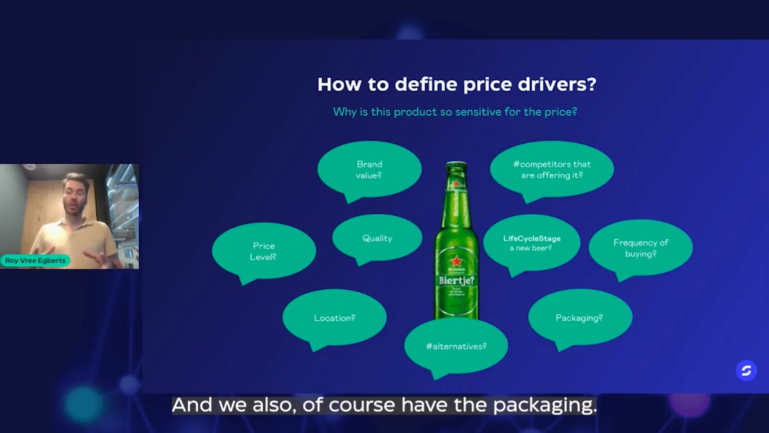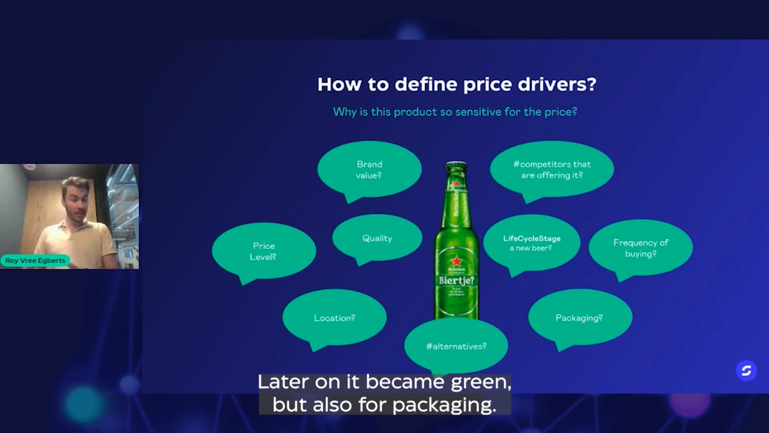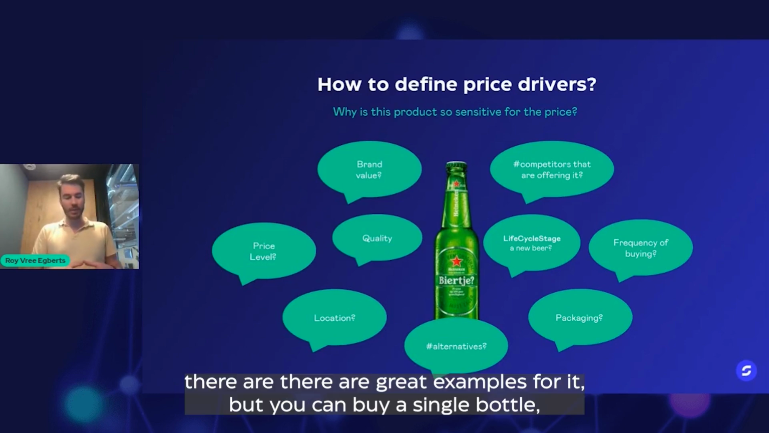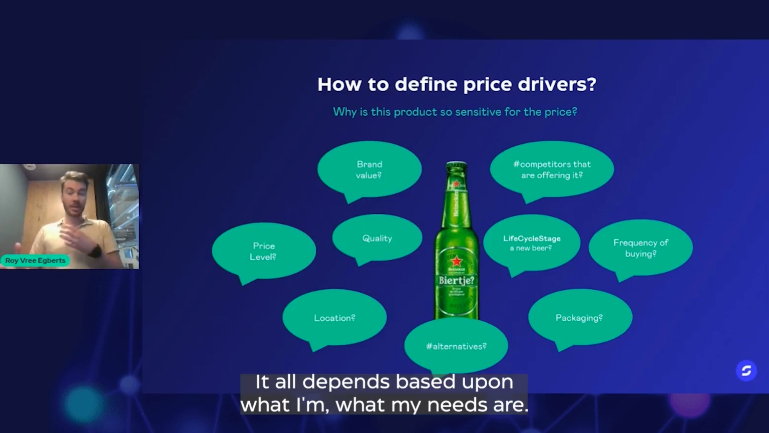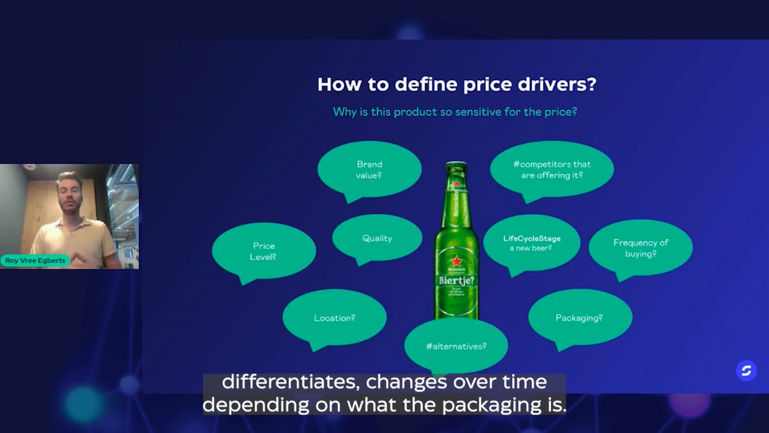Then we also, of course, have the packaging. Maybe you still remember it, but Heineken used to be, of course, a brown bottle. Later on, it became green. But also for packaging, there are great examples for it, but you can buy a single bottle. You can buy the bottle per 4, per 6, or per crate. It all depends upon what my needs are, but also what's my willingness to pay with regards to this. So the price sensitivity differentiates, changes over time, depending on what the packaging is I'm looking for.